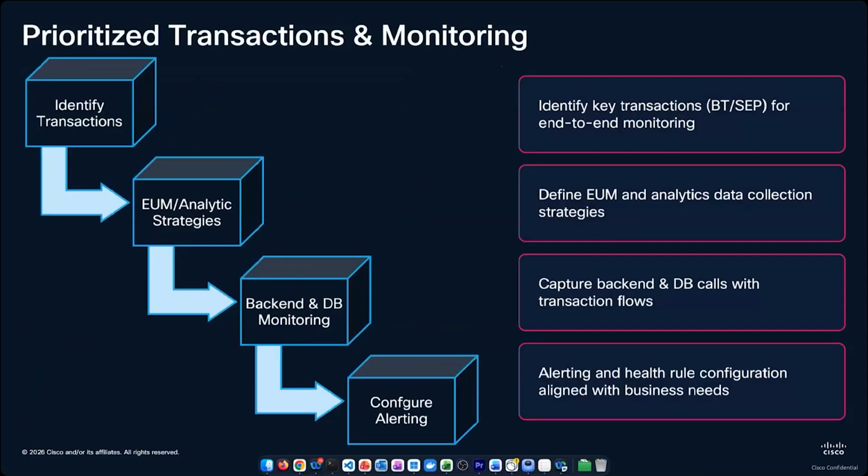So, prioritize transactions and monitoring. This is where we want you to identify key business transactions for end-to-end monitoring that are tied directly to business outcomes. Your most critical business transactions are the ones that we want to ensure are all being monitored. We're also going to plan how to connect end user monitoring and analytics data. This is going to allow you to define custom metrics and perhaps do some unique segmentation strategies that AppD is really powerful at enabling you to do.